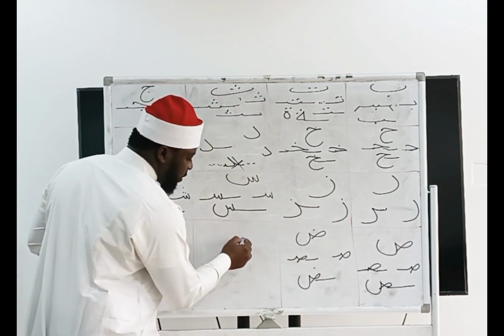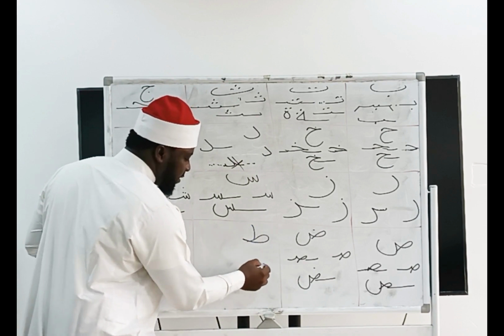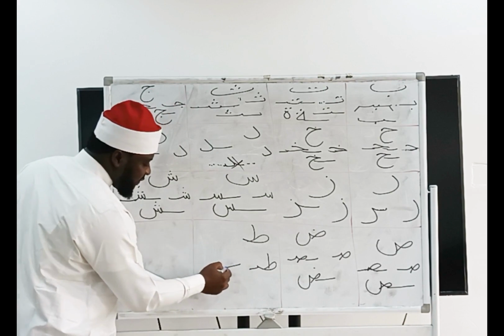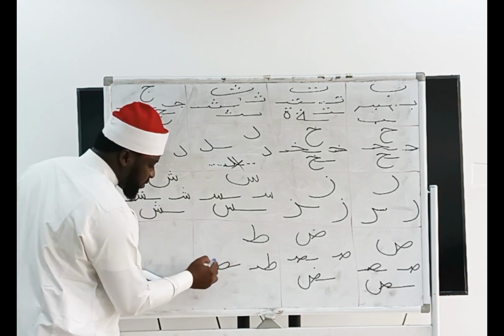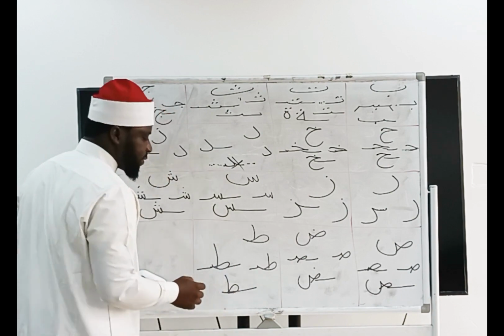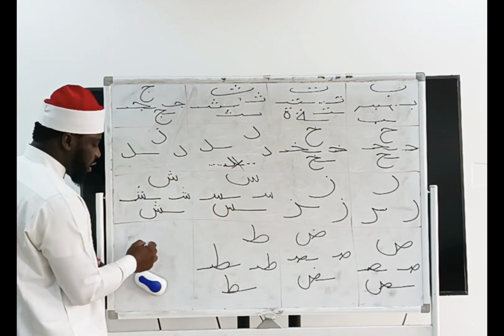Then ta, like this: at the beginning it comes like this, then an alphabet comes; at the middle, an alphabet, then ta; then at the end, an alphabet, then ta. It comes like this. The same thing that happens to ta happens to za.